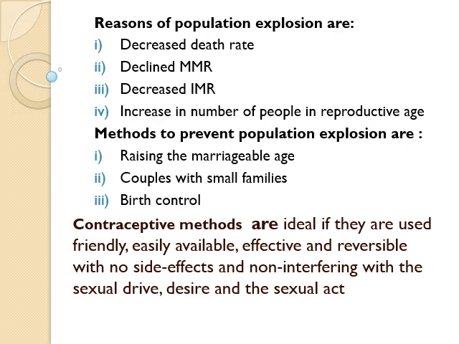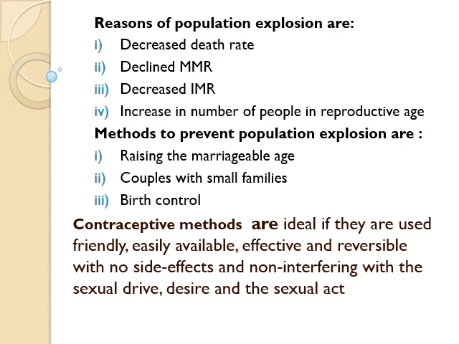First is using various contraceptive methods, educating people about demerits of a large family, then increasing the marriageable age of male and female, providing incentive to parents having one or two children.